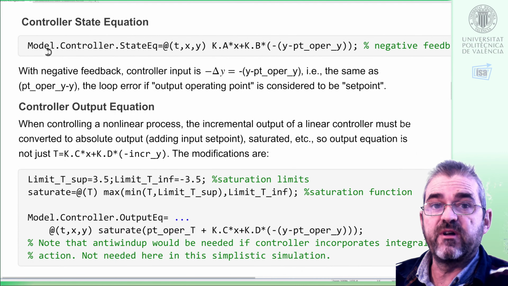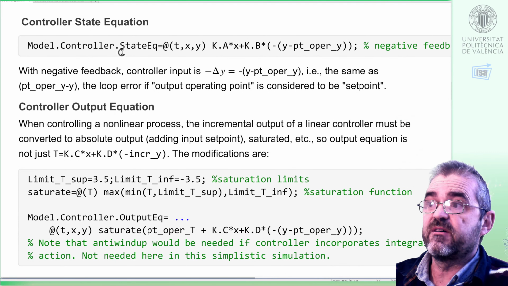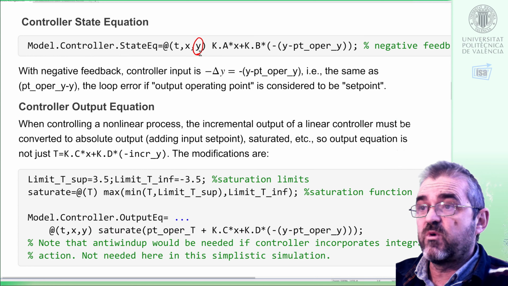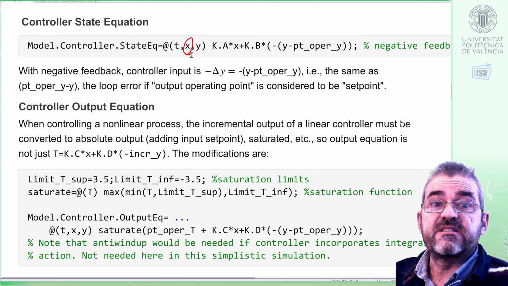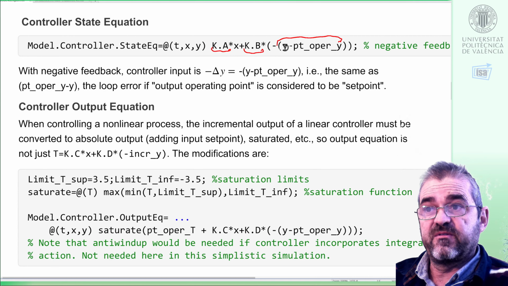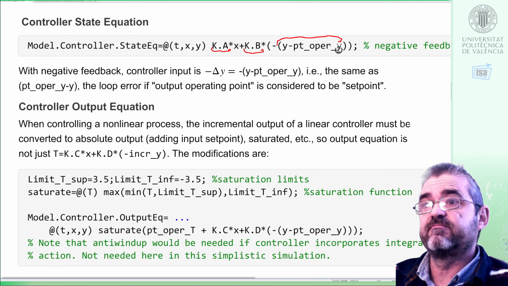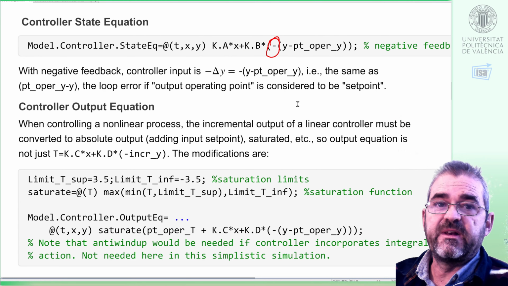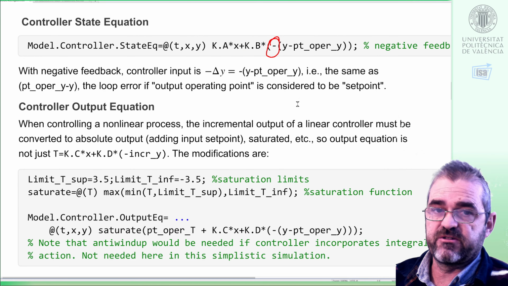So we'll have a model of everything in the closed loop, and the controller in there will have a state equation in which the input to the controller will be the sensor's Y. The controller will have a state. I will call it X because, well, I can call it in any way I wish. I mean, this is just a parameter there. So the A matrix of the internal representation is multiplied by X, and the B matrix of the controller's internal representation is multiplied by the increment of the measurement with respect to the operating point. And this minus here will indicate a negative feedback connection.